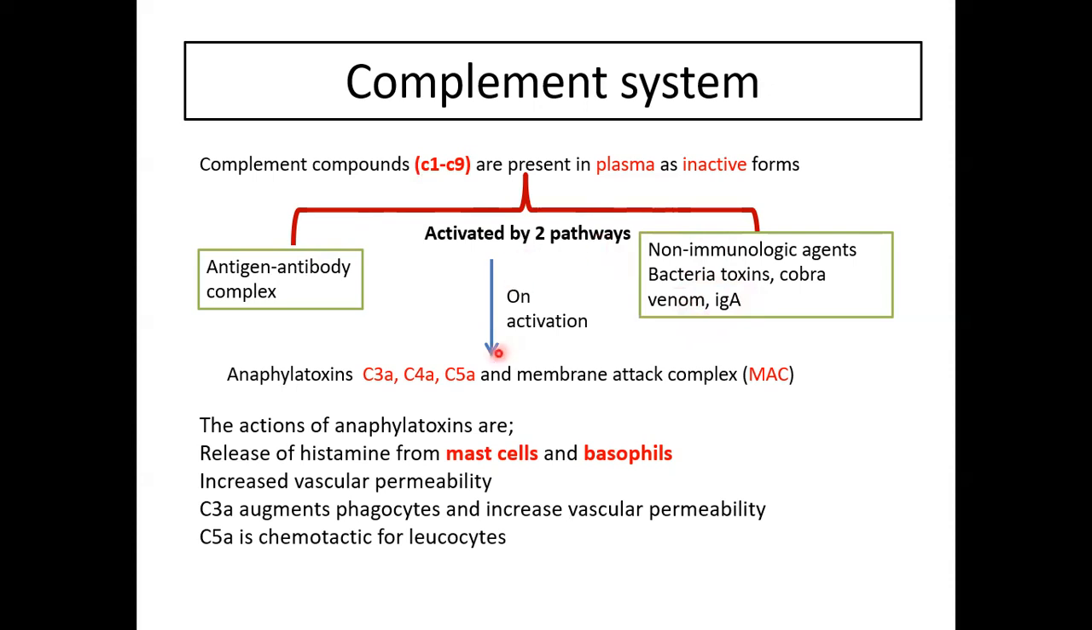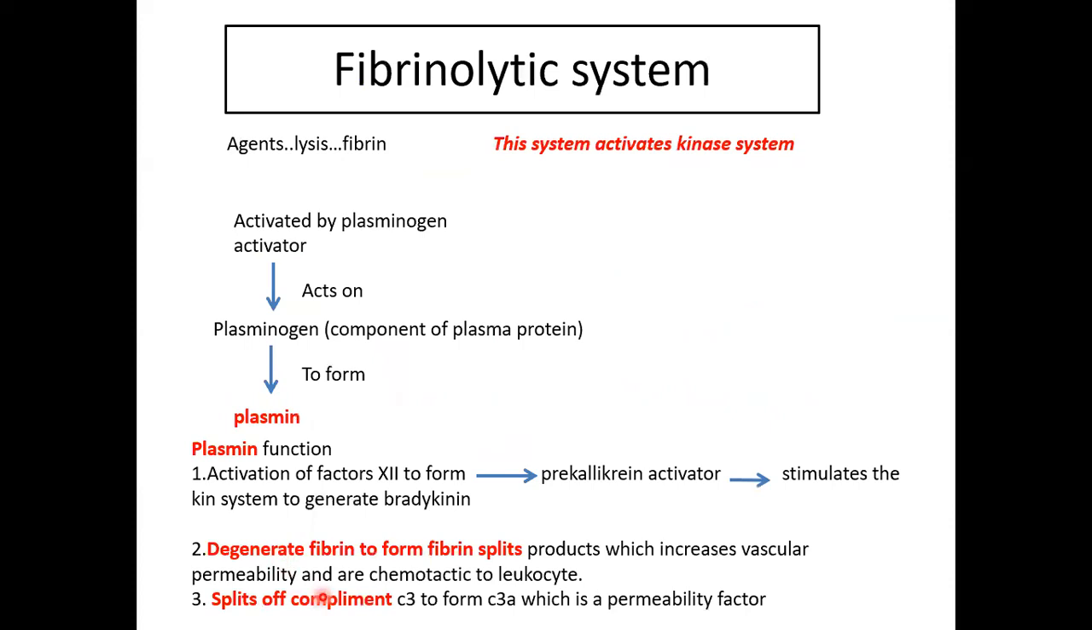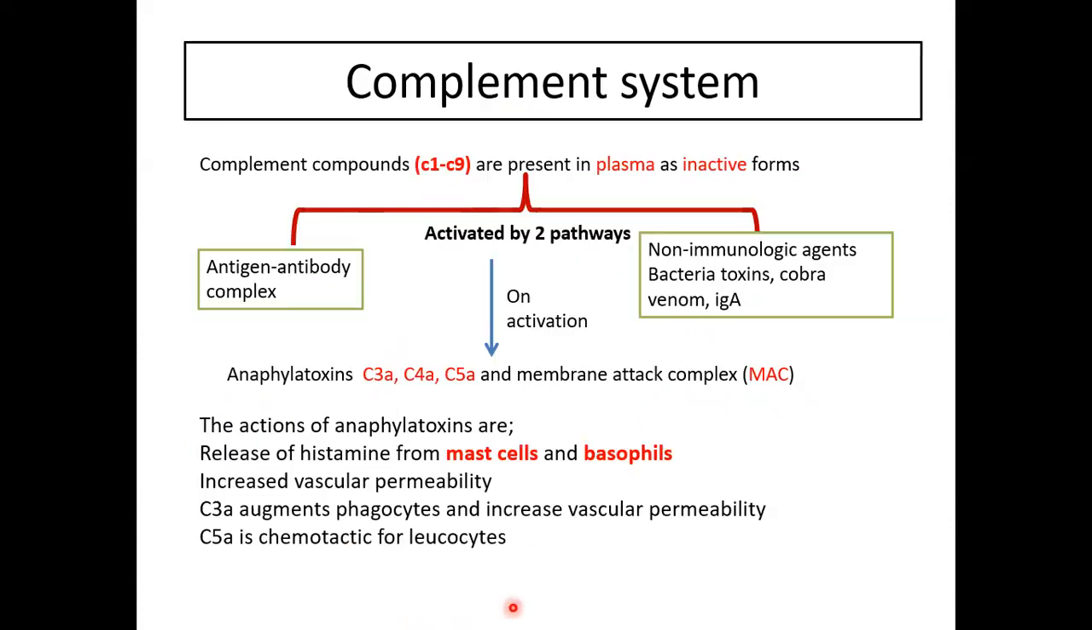On activation, they form what we call anaphylatoxins: C3a, C4a and C5a, and the membrane attack complex, MAC. Plasmin splits C3, forming C3a. They work together: anaphylatoxins C3a, C4a, C5a, and the membrane attack complex.